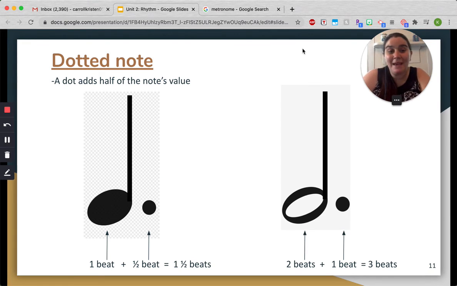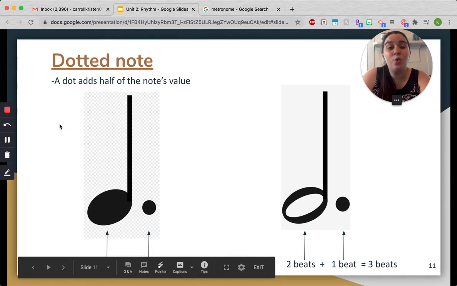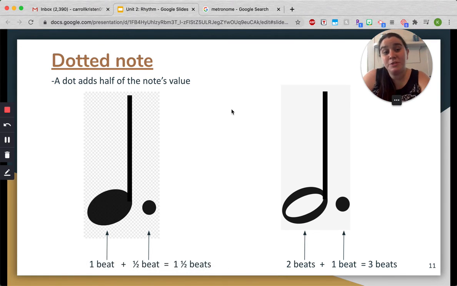This is something you also may see in music, which are called dotted notes. And a dot adds half of the note's value. So for example, on the left is a dotted quarter note. How do we figure out how long to play a dotted quarter note? How many beats of sound does a quarter note get? One. The dot adds half of the value, so it's going to add half a beat. So a dotted quarter note is 1.5 beats of sound. Dotted half note: how many beats does our half note get? Two. What is the value of the dot? One. So our dotted half note is three beats of sound.